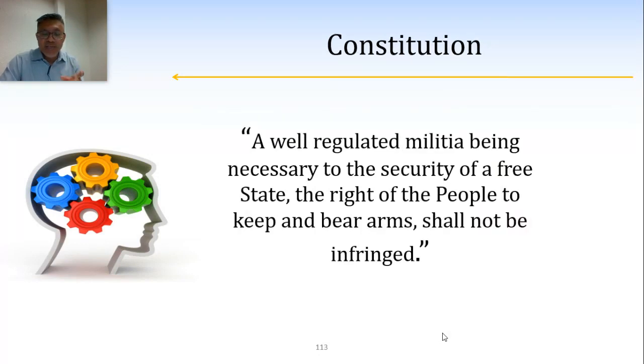So here is a statement from the Constitution. A well-regulated militia being necessary to the security of a free state, the right of the people to keep and bear arms shall not be infringed. There's lots of ways of interpreting this sentence, and people will interpret it usually based upon how they want to view gun rights and gun laws. What is it they want? So this statement, hopefully you can see, is pretty ambiguous.